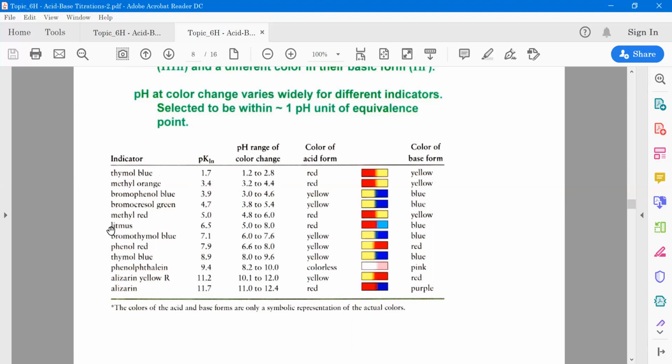Litmus, one of our friends that we've used a lot. Litmus is most often used by impregnating paper with it. So you can use litmus paper to determine a pH change for an acid and a base. It turns out that the pKa for litmus is about 6.5, okay? And as a result, the range of its color change is close to 7. It's between 5 and 8. And that's the reason why we commonly use litmus paper to tell when something is an acidic solution, meaning pH less than 7, or a basic solution, pH higher than 7. Well, the actual range is about 5 to 8.